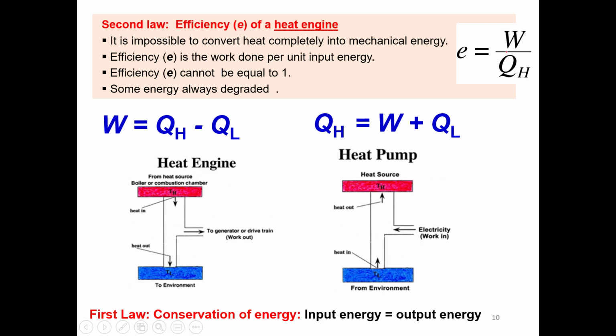The maximum value: if all the energy we supply is converted into work, then the efficiency will be 100% because there is no loss of energy. But we know it doesn't happen. And this is why the efficiency will always be less than 1. And the reason is because there is always some energy that is degraded.